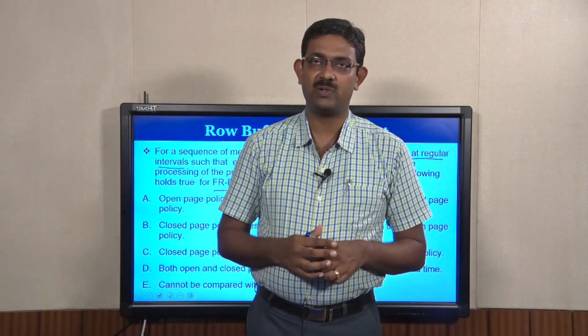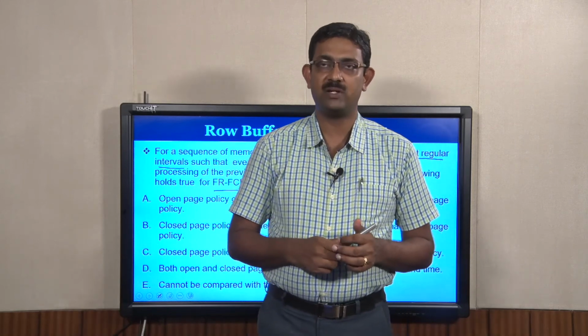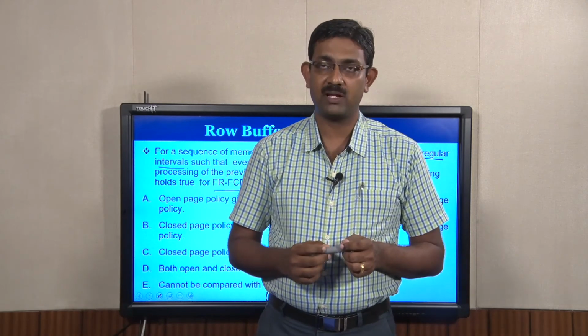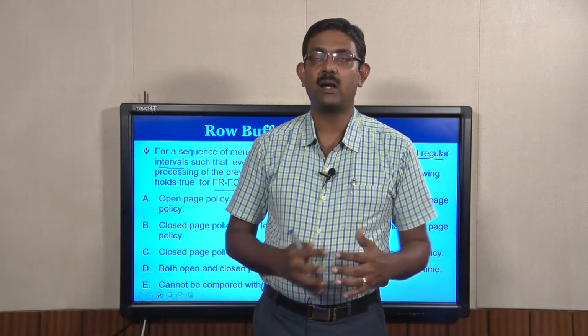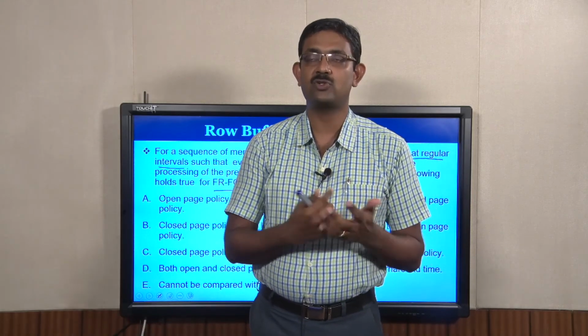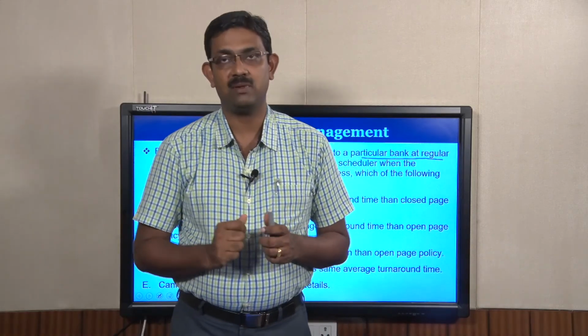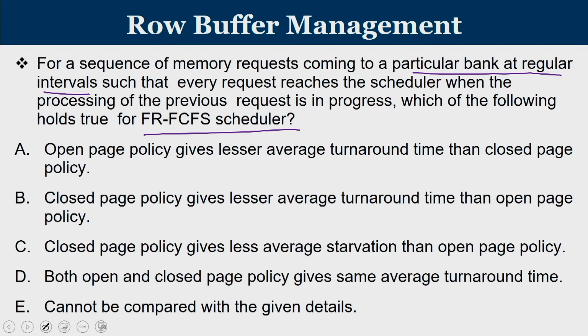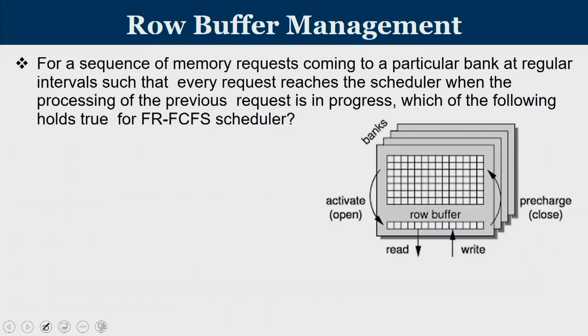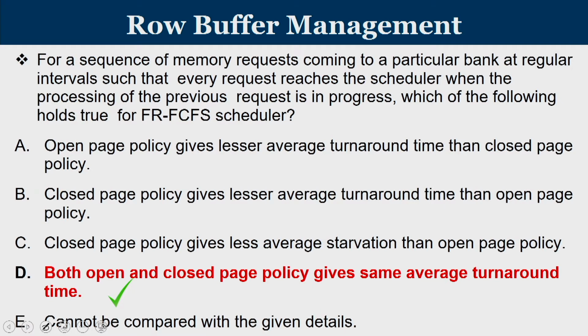So both the closed row buffer management policy as well as the open row buffer management policy are going to be picking up requests in the same order. So there is no difference at all. The answer is that the turnaround time is going to be the same in the case of both open row and closed row policy. So whenever we are progressing something, we have a queue and the queue is non-empty. As long as the queue is non-empty, open row policy and closed row policy won't make any change at all. So both will give the same average turnaround time.